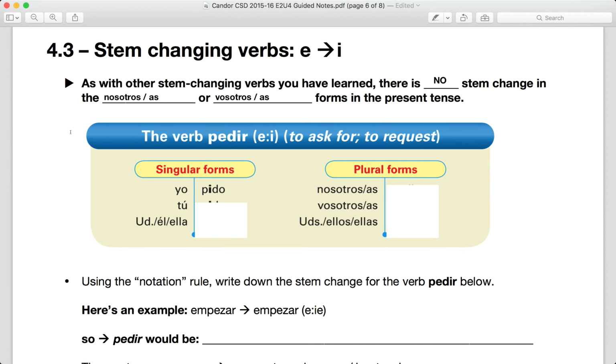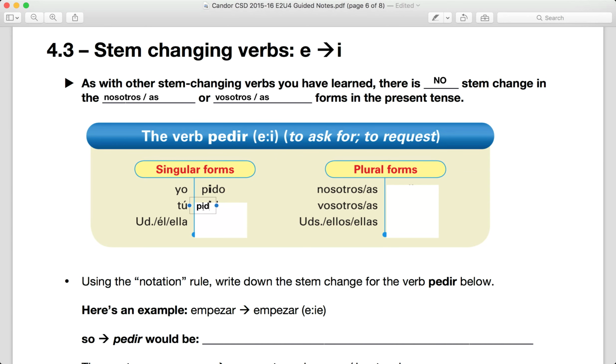So we're going to talk about this verb called pedir. And pedir basically means to ask for, or to order at a restaurant, or to request something. So this one is an E to I stem changer, as you can see by this notation right here. And what that means is that inside the boot, it will change its stem from E to I. So what we're going to do is fill this in, and we're going to use what we already know about stem changers to do it. So instead of PED as the stem, it's going to be PID.